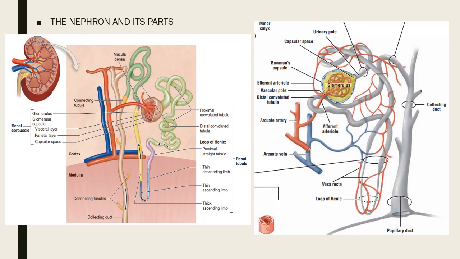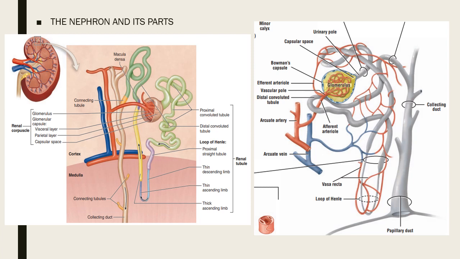And then you have here your Bowman's capsule. Your Bowman's capsule surrounds the glomerulus, and this one is continuous with your renal tubule. And of course with that, in your Bowman space is where you can find the ultrafiltrate.